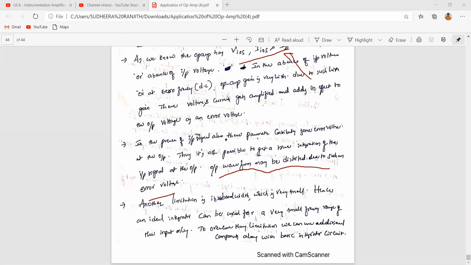Another limitation, bandwidth is very small, the 3 dB bandwidth. Hence, an ideal integrator can be used for a very small frequency range of inputs only. Because of this small bandwidth, the ideal integrator is useful for low frequency range of applications. Low frequency range of applications. To overcome this limitation, we can use some additional components along with your basic integrator.